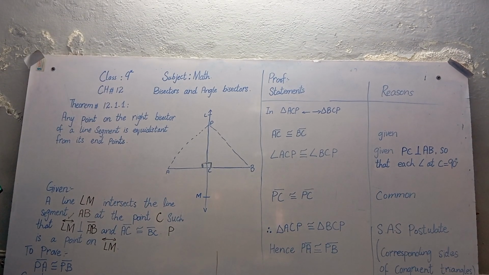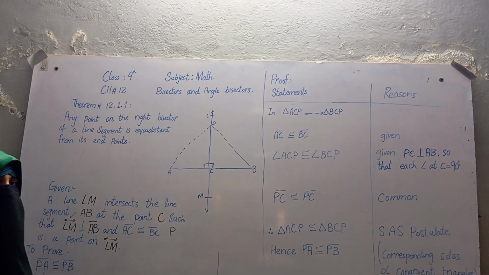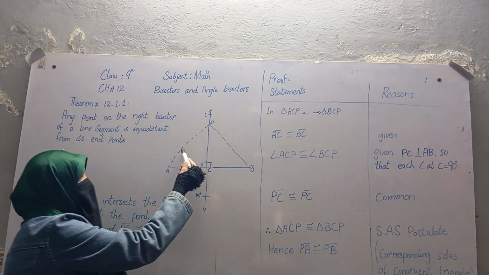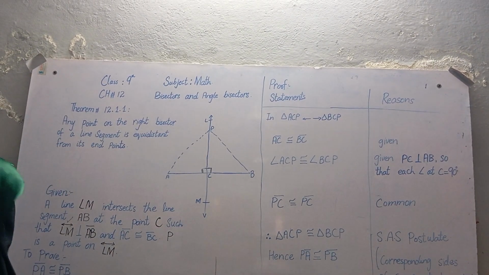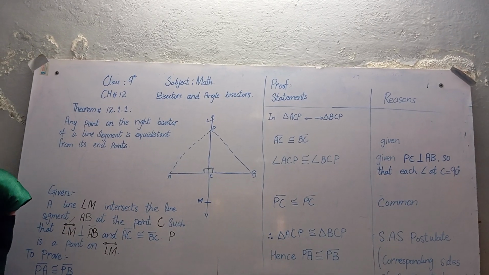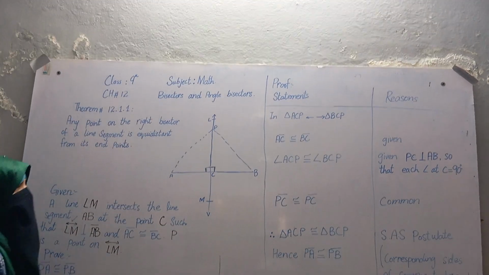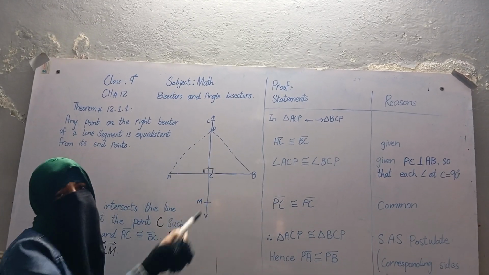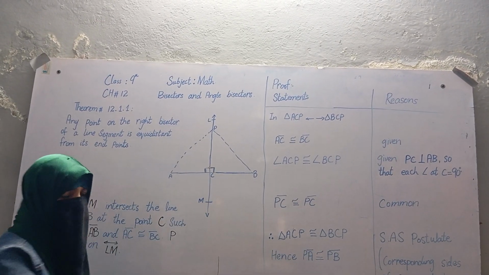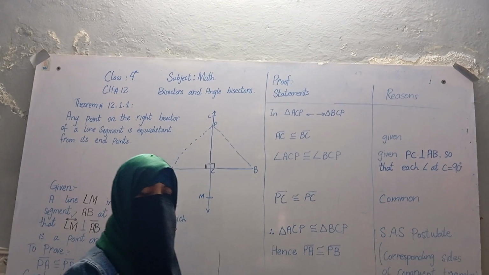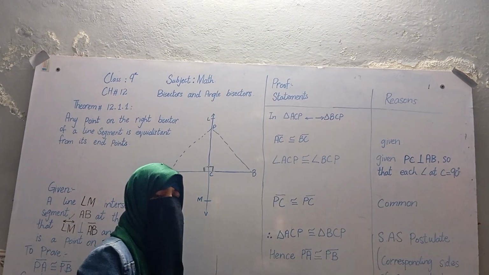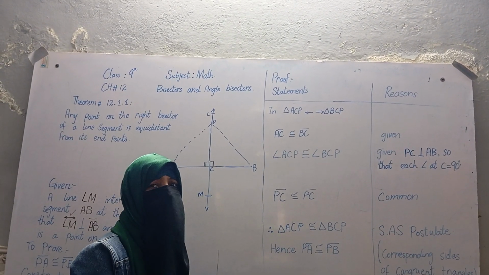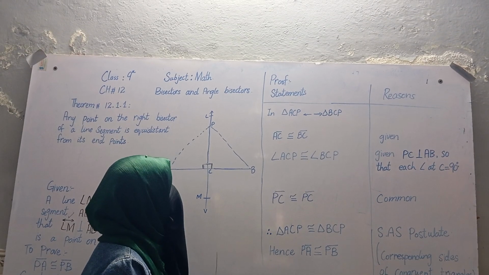Here, construction means the extra thing we do beyond this statement, and we show it with this line: construction, join P to the points A and B. When we do something extra, it is shown by a dotted line. Now for the proof. The proof has two things, statements and reasons. You can see the statements.